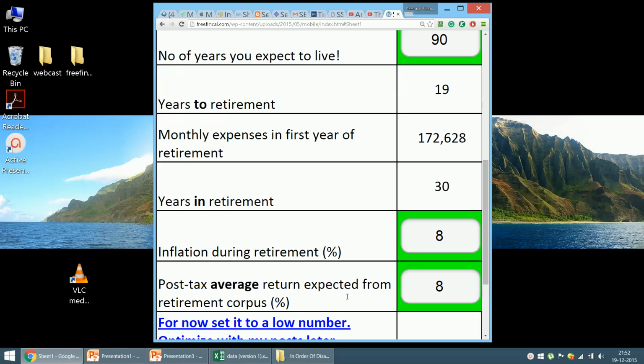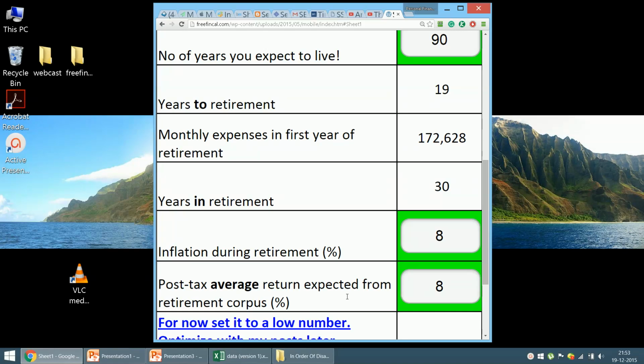Post-tax average return expected from the retirement corpus. This is also a very key number. When it's far away, it's very difficult to guess what it is. I suggest that you use 8%. This is the post-tax return from the entire retirement portfolio that you expect. Set it equal to the inflation during retirement. Technically speaking, that's like zero real return, but it's better.